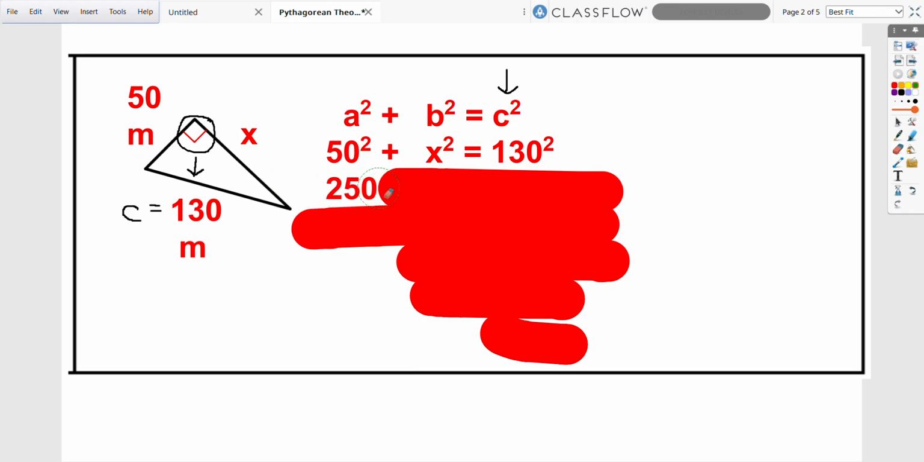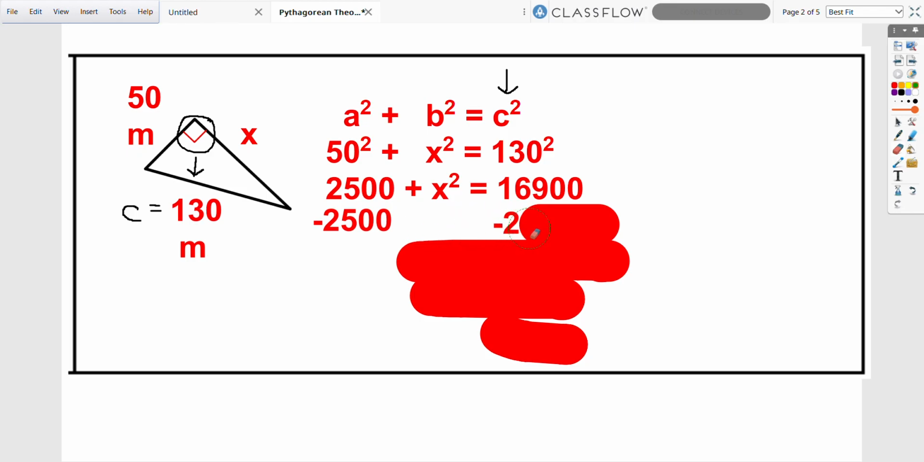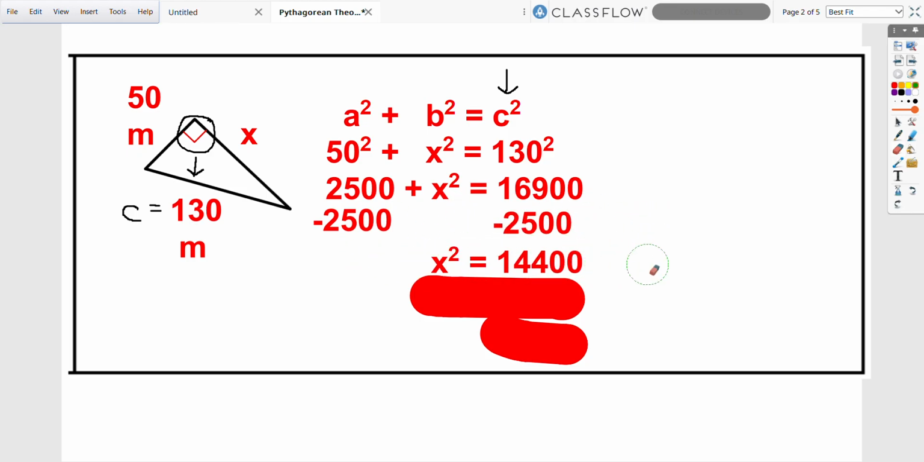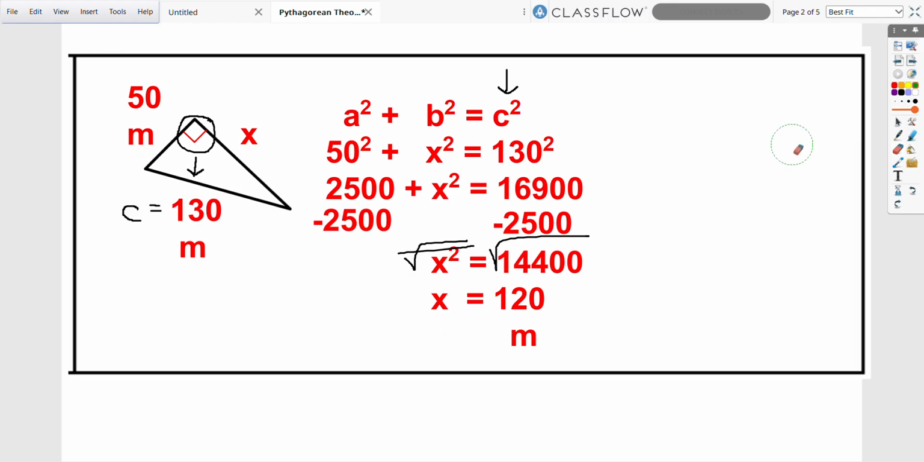We simplify the 50 squared to get 2,500. We simplify the 130 squared. We subtract 2,500 from both sides to solve for that x. We get x squared equals 14,400. Square root both sides once again to get that variable fully by itself. And then we have 120 meters for that x.